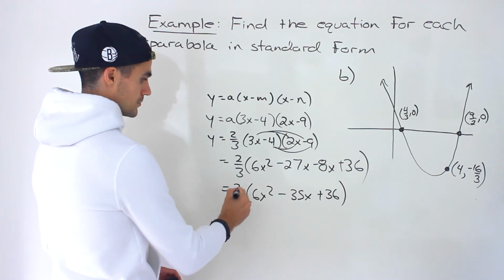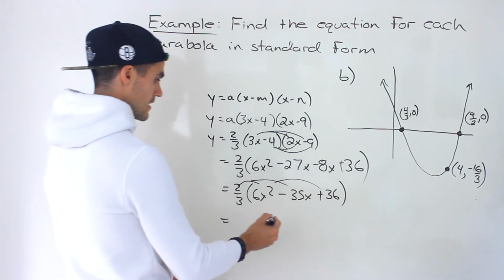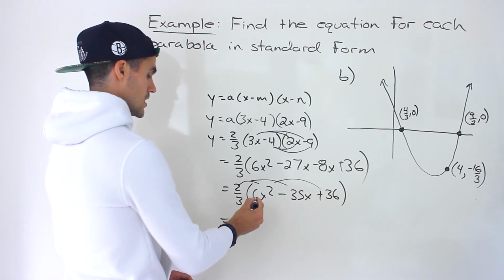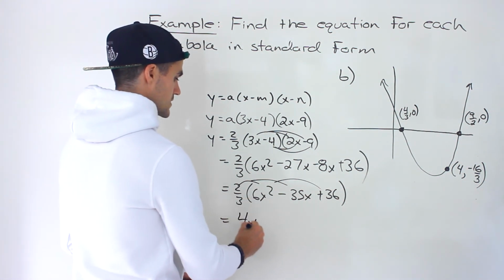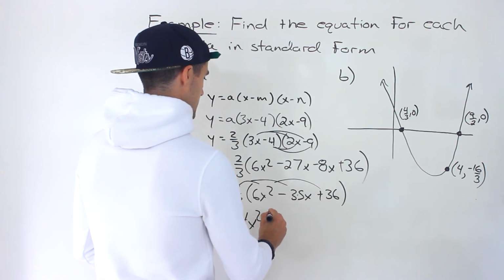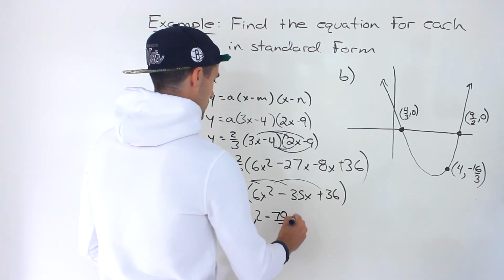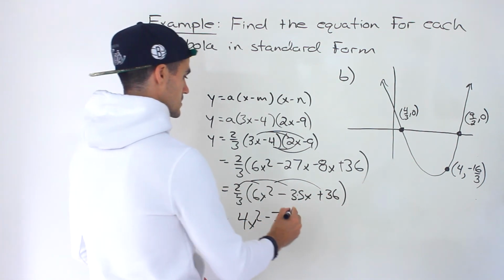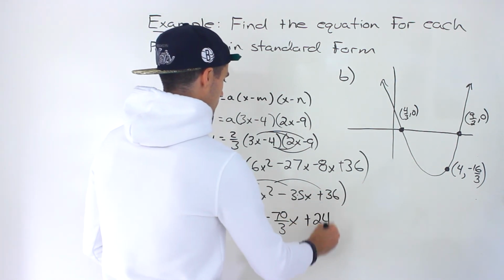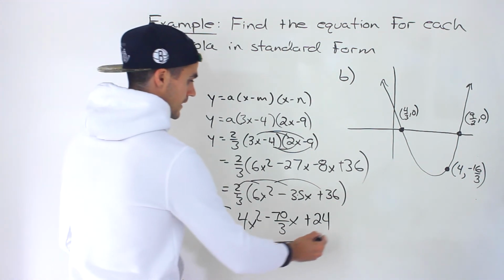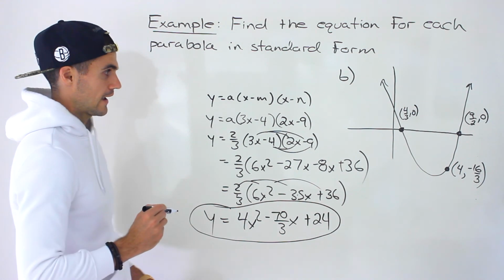So then we could just multiply this 2 over 3 by everything. So just be careful with the algebra here. 2 over 3 times 6 would give us 4x squared. 2 over 3 times negative 35 would give us negative 70 over 3, and then we've got the x here. 36 times 2 over 3 would give us 24, positive 24. Okay, so that right there ends up being the final answer.